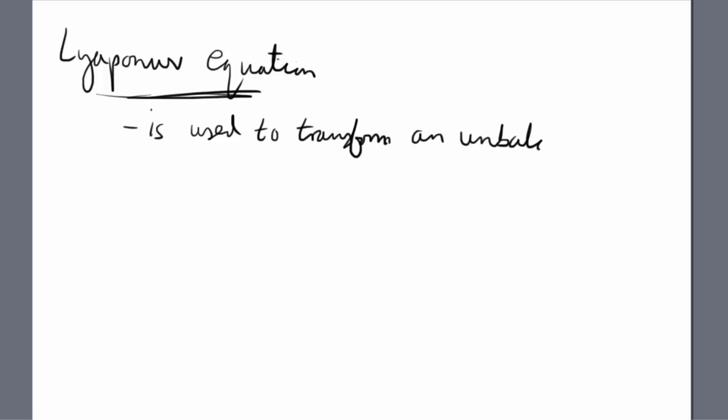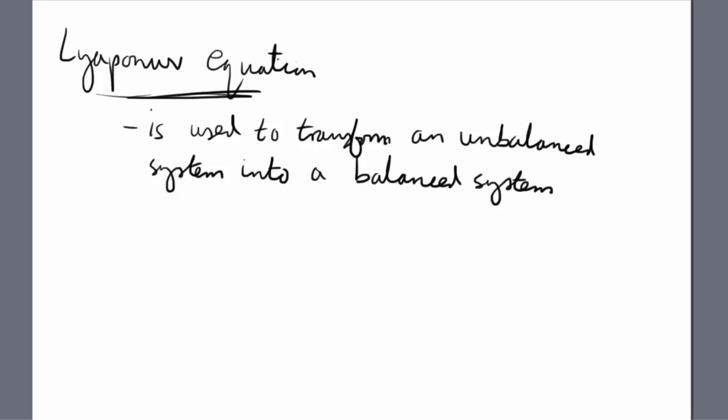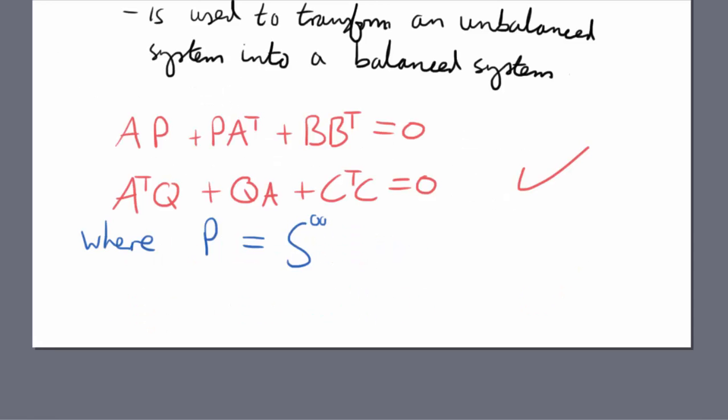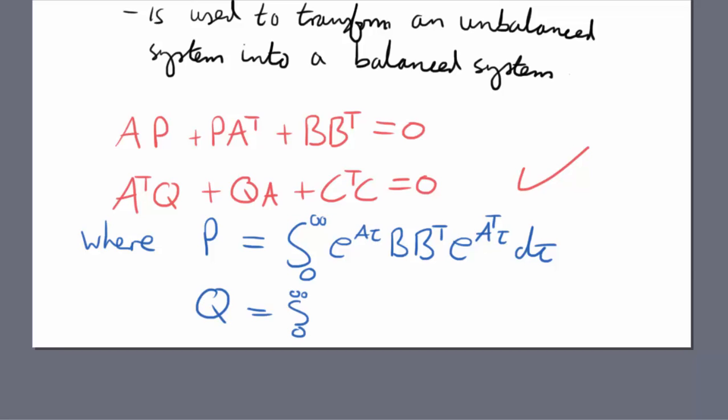So to explain the Hankel singular value decomposition, I'll explain the Lyapunov equation first, where it is used to transform an unbalanced system into a balanced system, which is essential for this method. And these are the two Lyapunov equations here. Where P is the controllability grammian. And Q is the observability grammian.